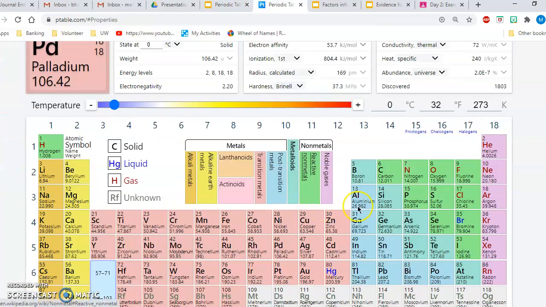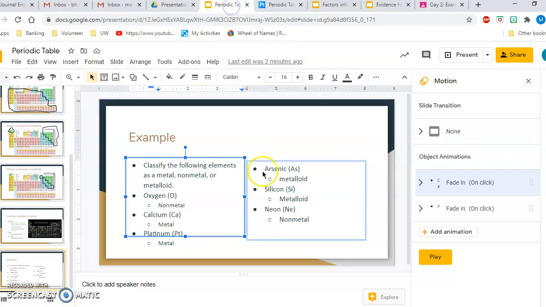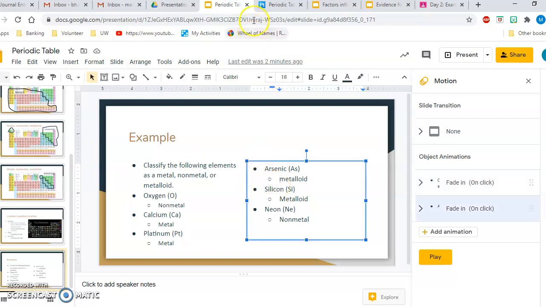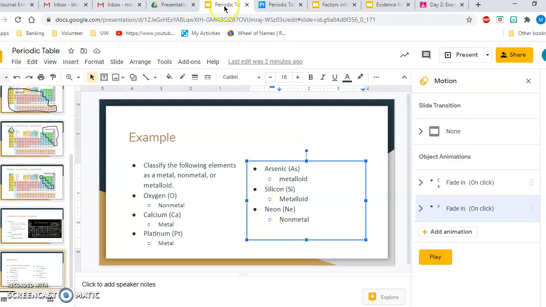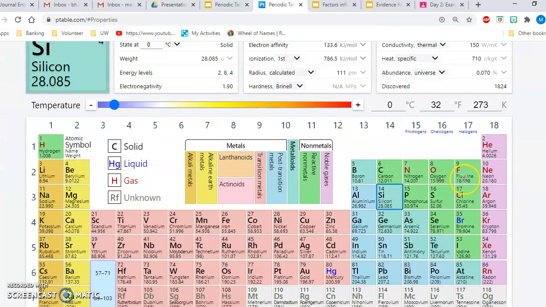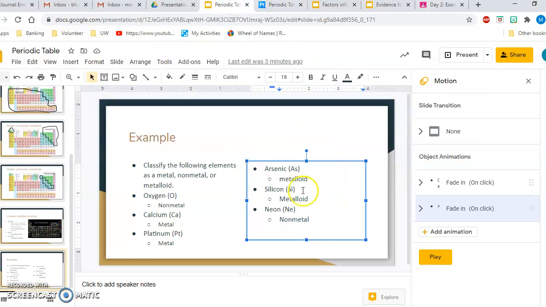Our next one of the ones we wrote down was arsenic. Arsenic is right in the middle of our staircase, so it is a metalloid. The next thing we're going to look at is silicon. Silicon right here, again, right at the top of our staircase, so another metalloid. And then our last example is neon. Neon is up here in the top right. It's to the right of our staircase, so it is a nonmetal.